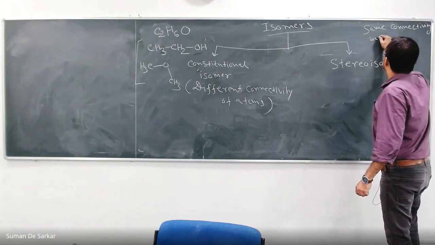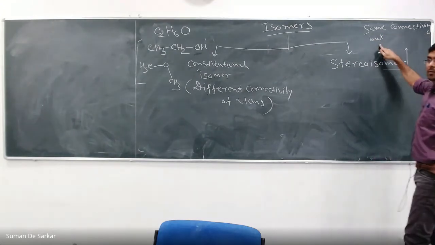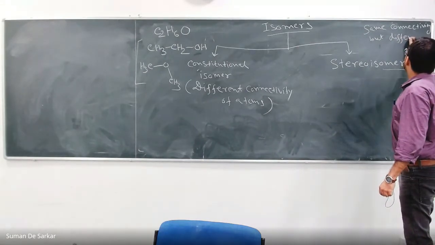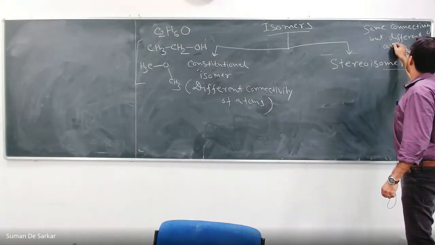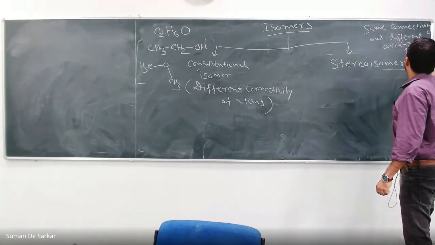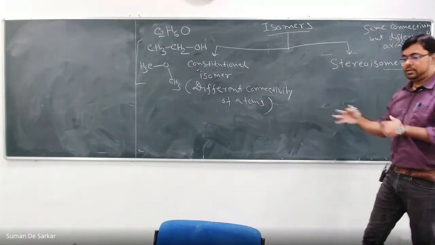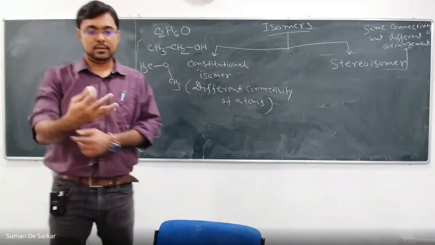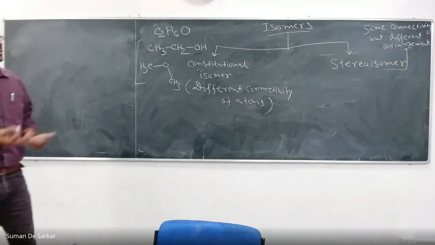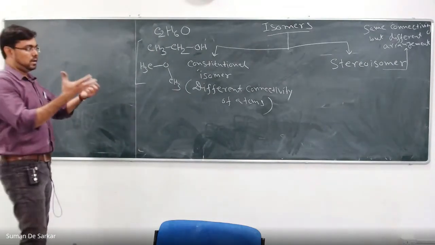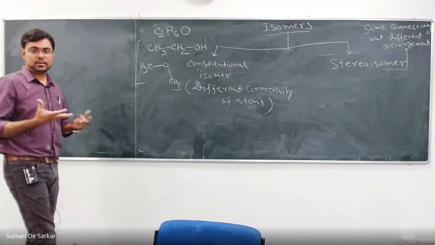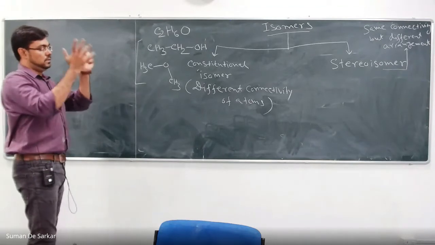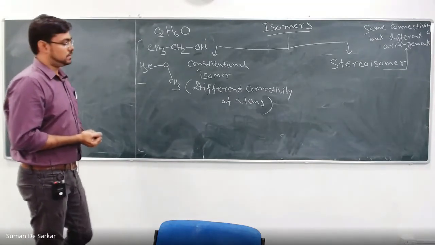But here the difference comes from the arrangement. The connectivity of the atoms is the same, but the arrangement of the atoms is different. Molecules that are isomers and fulfill this criterion are called stereoisomers. And of course, the next 8 lectures will focus on these stereoisomers.